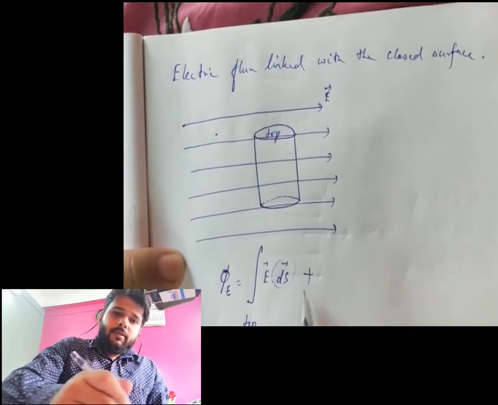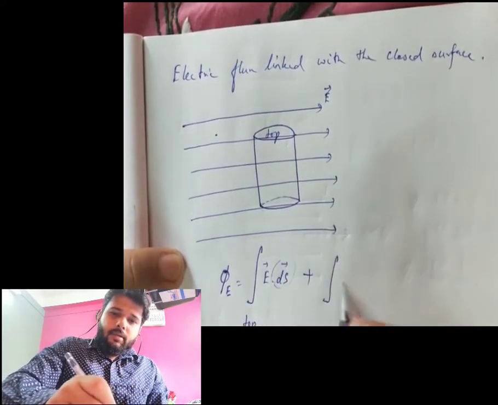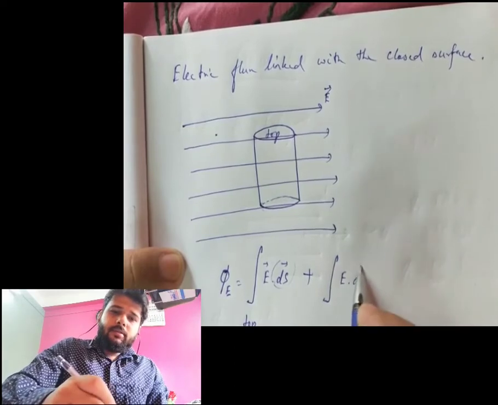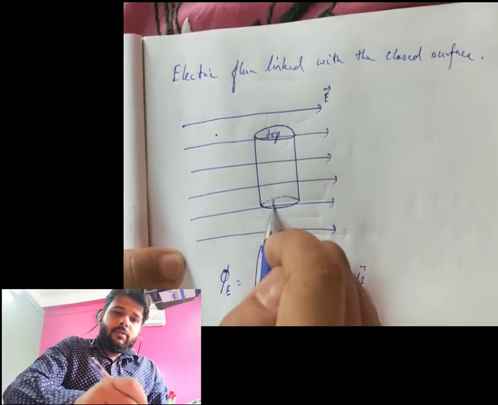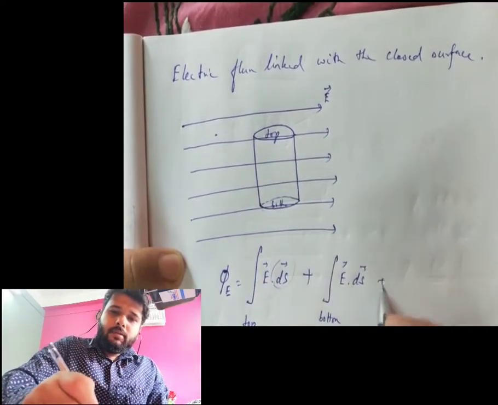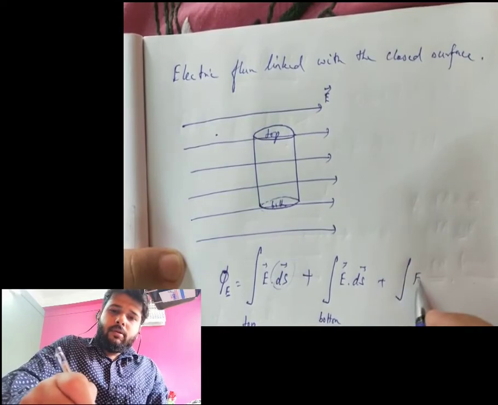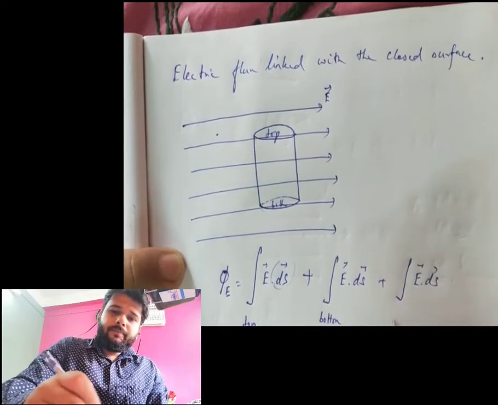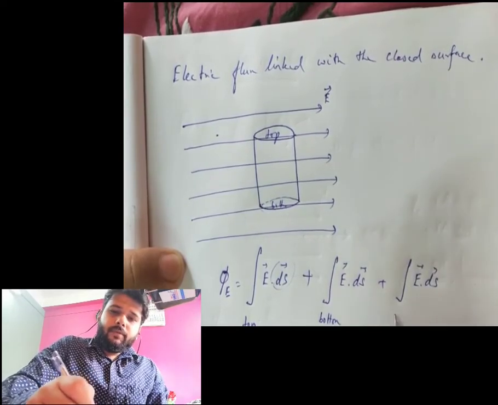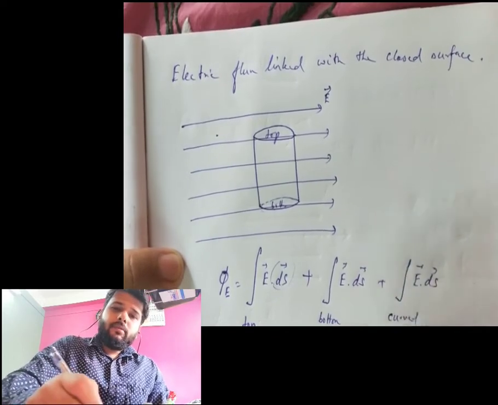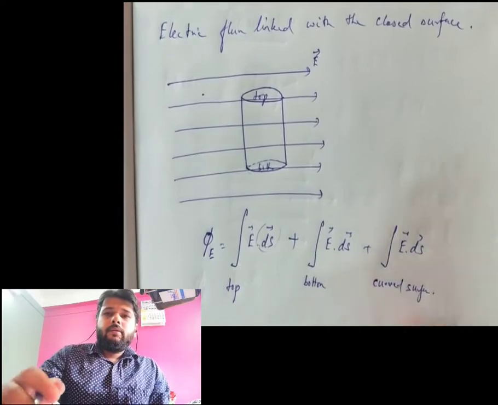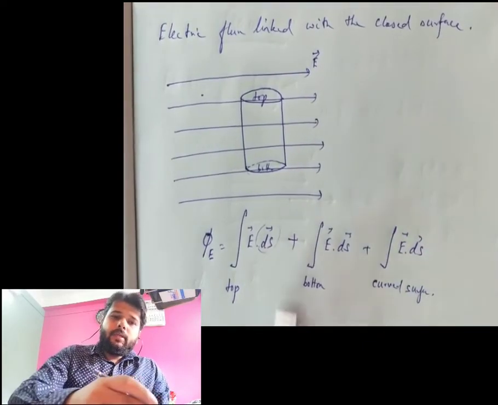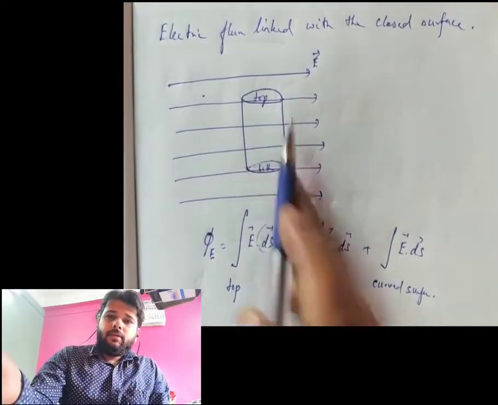Again E dot ds, here we'll put, suppose, the bottom surface, this one. Again E dot ds for the curved surface. So we'll get the total electric flux linked with this cylinder.